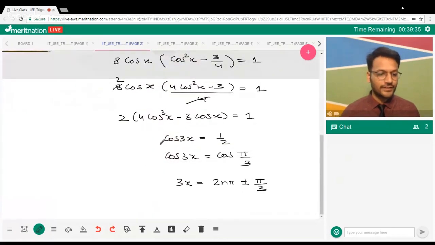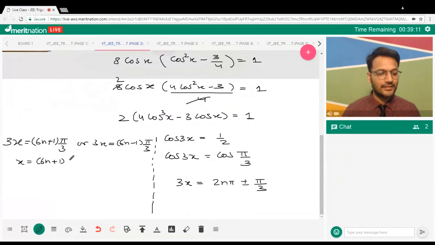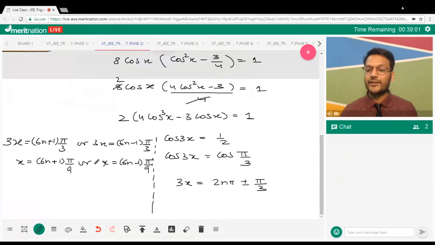If I solve this further, I'll say 3x can have two values. So one is 3x equals (6n plus 1) pi by 3, or 3x could be (6n minus 1) pi by 3. Just taking the LCM again, this can be rewritten as x equals (6n plus 1) pi by 9, or x is (6n minus 1) pi by 9. So from here, you just need to figure out those values of n that give x between 0 and pi. Let's quickly figure it out.